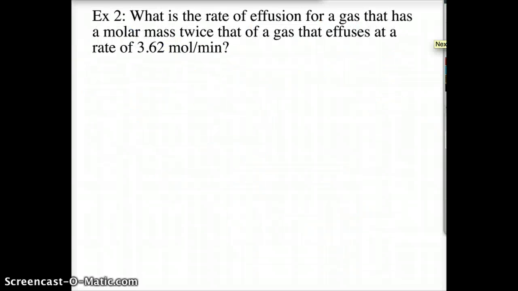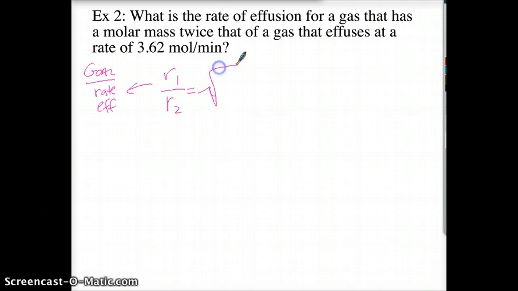What is the rate of effusion for a gas that has a molar mass twice that of a gas that effuses at a rate of 3.62 moles per minute? Well, again, goal is rate of effusion. So again, how do I work backwards? Well, I know Graham's law says the rate of gas 1 over gas 2 is equal to the square root of the inverse of the molar masses.